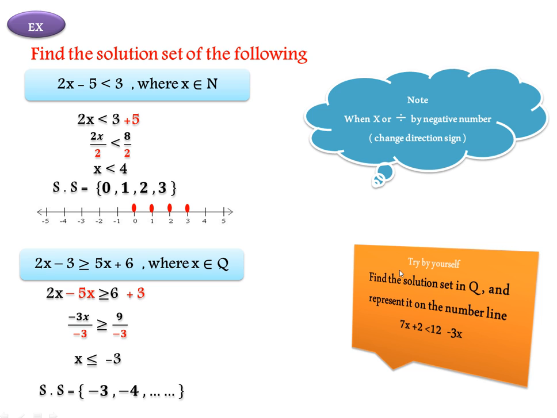Now you can try by yourself: find the solution set in Q and represent it on the number line for 7x plus 2 less than 12 minus 3x. Try it and leave your answer in a comment, and thank you.